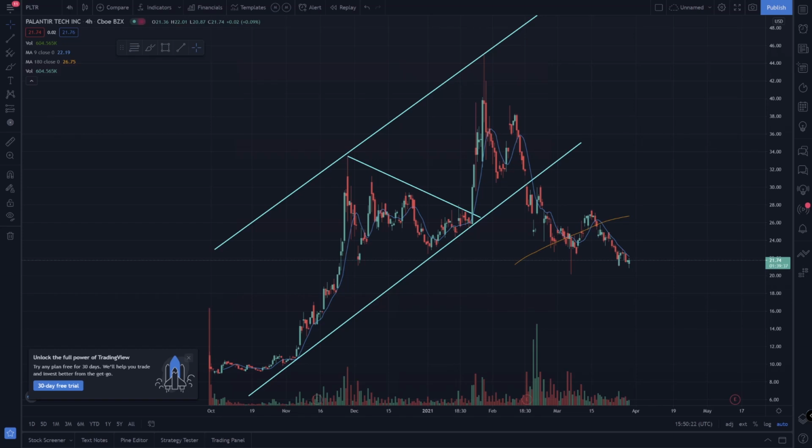Alright, let's take a look at some chart action for Palantir, ticker symbol PLTR.